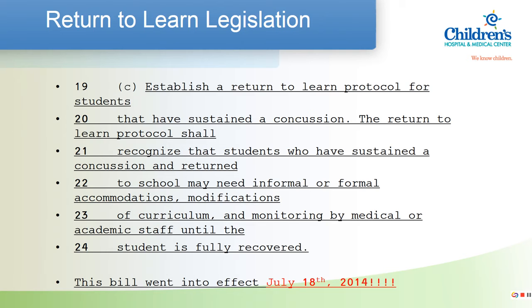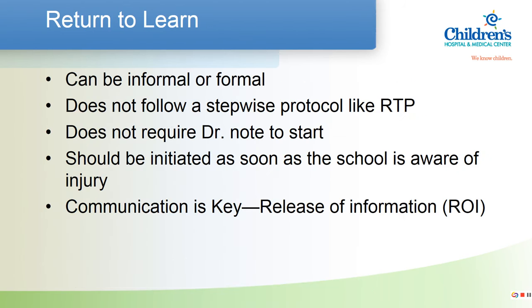And just keep in mind that this bill went into effect July 18th, so yesterday, 5 years ago. And most schools up to this point have a very robust concussion policy that includes return to learn. 5 years ago when this first came out, it was kind of a struggle. Schools were struggling with that, but most schools, especially in this area, know what to do with concussions in the classroom.